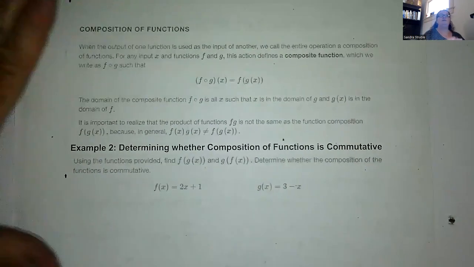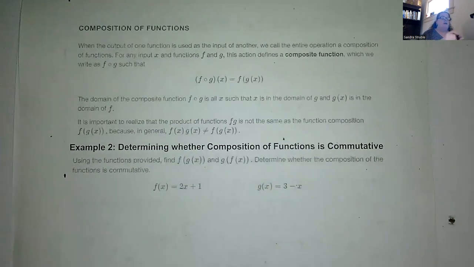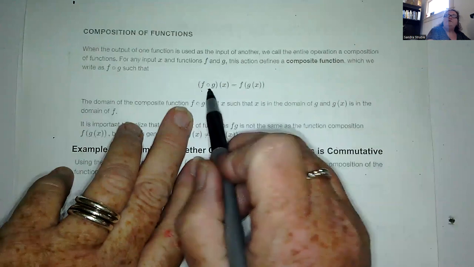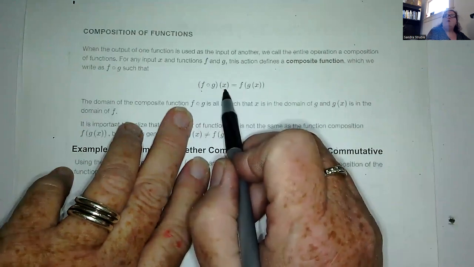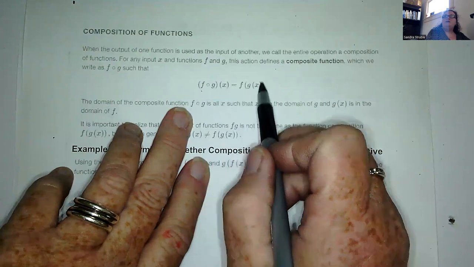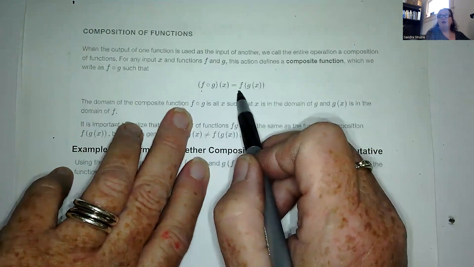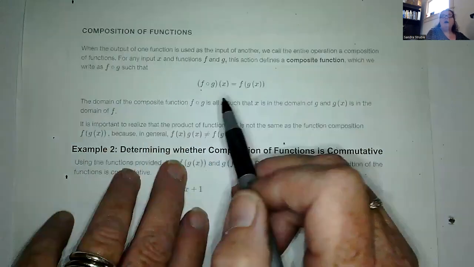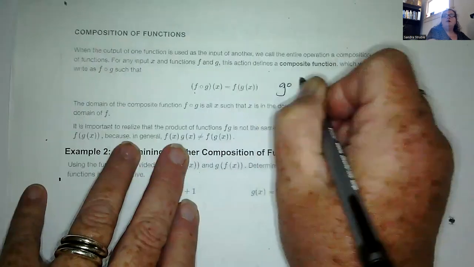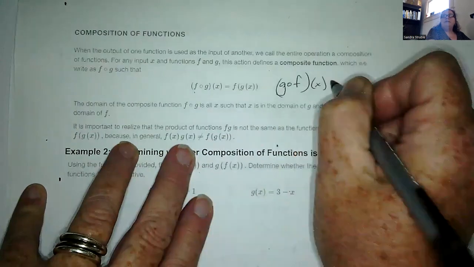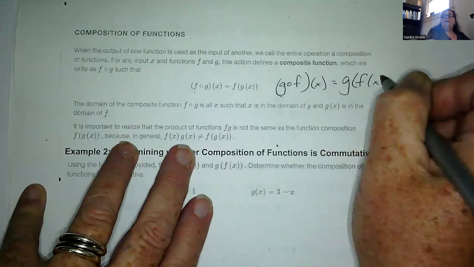All right, composition of functions. It can be written a couple different ways. Let's just go with each one. There is f of g, the function f of g of x, and what that means is you're going to take the function g and plug it into the function f. I will show you. There's another one called g of f, the function g of f, and then of x. And that can be written g of f of x.